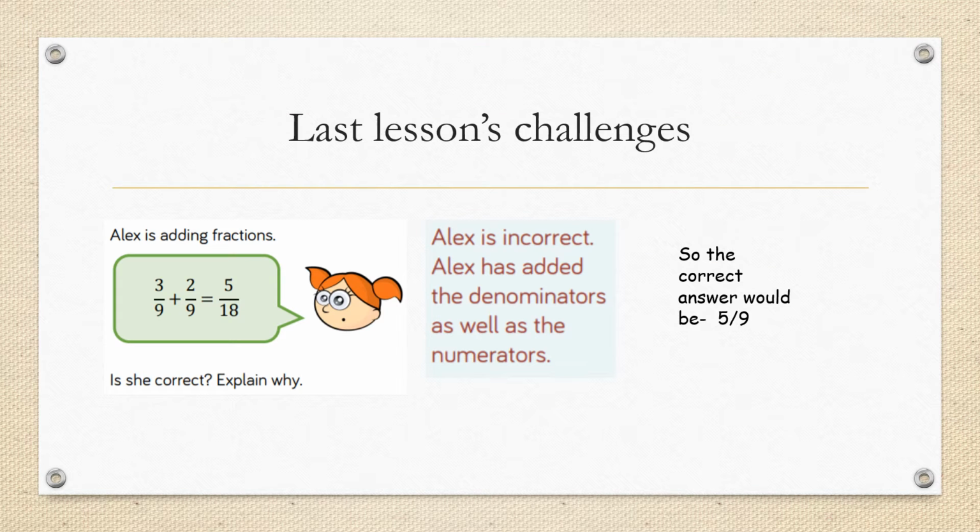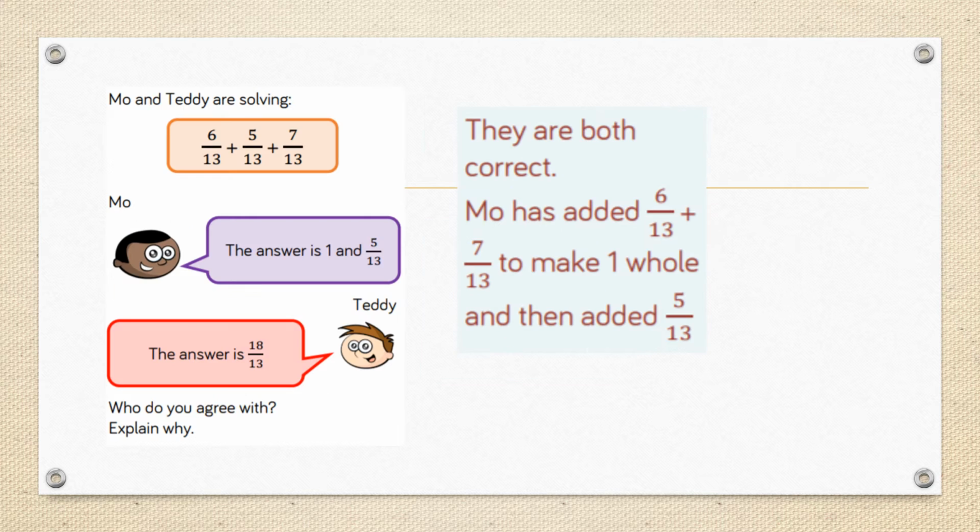Before we start today's lesson, let's quickly recap Wednesday's lesson. As you can see, the correct answer is Alex is incorrect. Alex has added the denominators as well as the numerators. We know when the denominators are the same, we just add the numerators. So the correct answer would be 5/9.